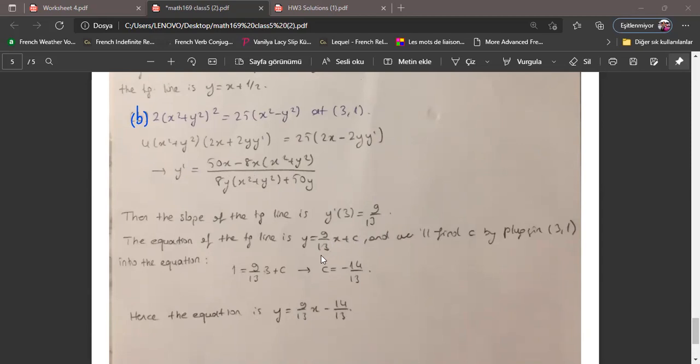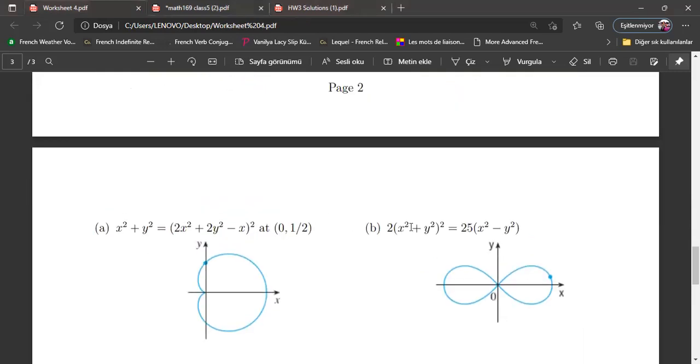We already know the slope, so we just plug that in. Now to find c, again put this point into this equation. We plug in x equals 3 and y equals 1 again, and c is then this number, minus 14 over 13. So we have this line equation, which is the tangent line equation at the point 3, 1. And that was the last question.